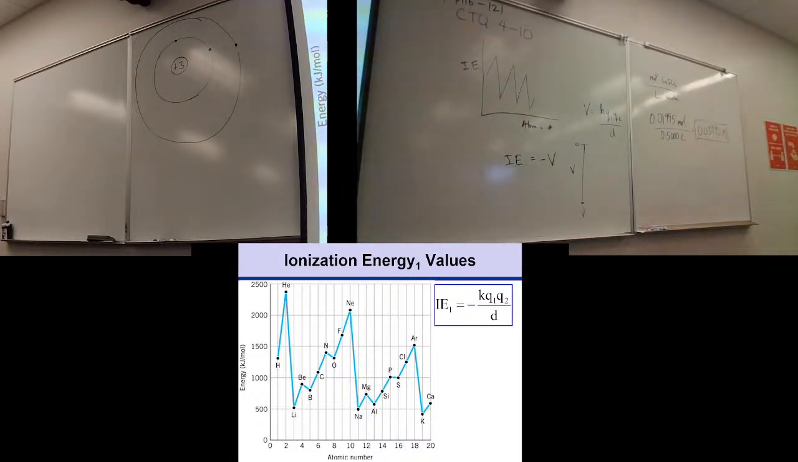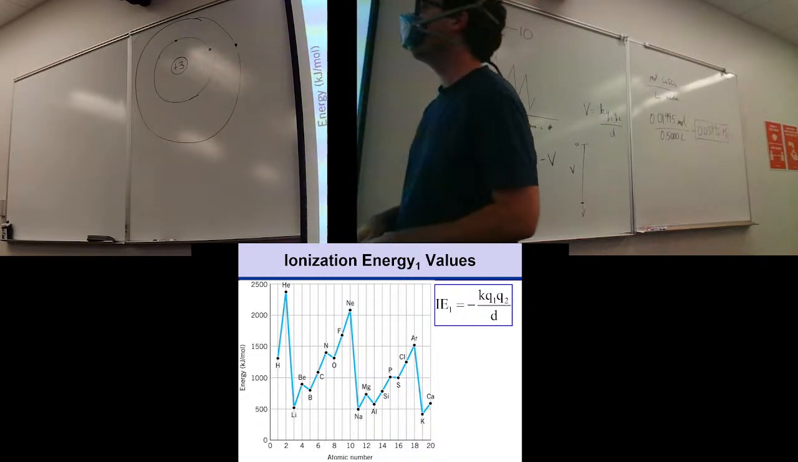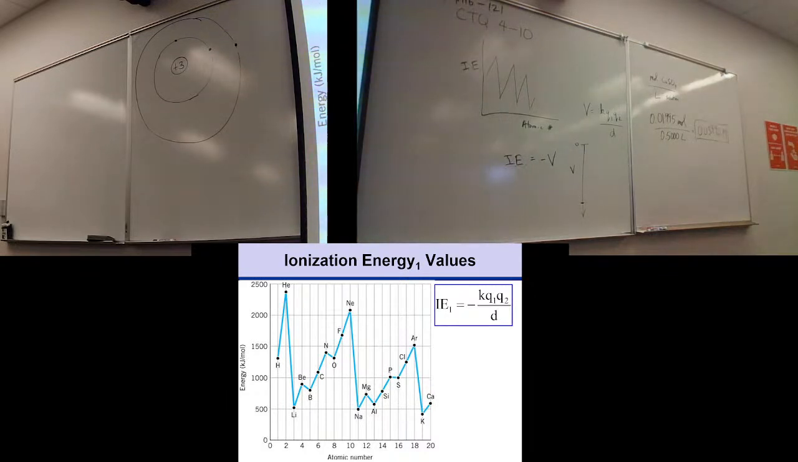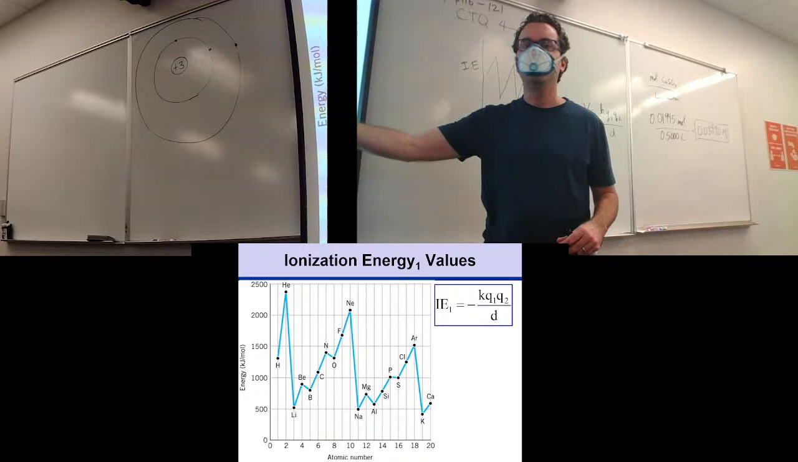But notice that this is a row in the periodic table. Lithium to neon is the whole second row. Sodium to argon is the whole third row. And then potassium to calcium, it's the whole fourth row. So what is happening here is that the ionization energy increases, and then when it drops, what's happening is you're starting to put electrons in a new shell.